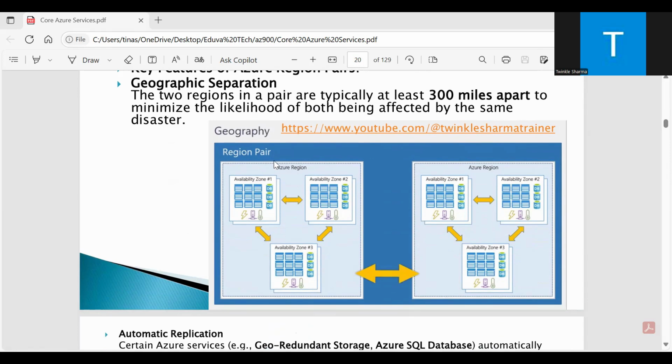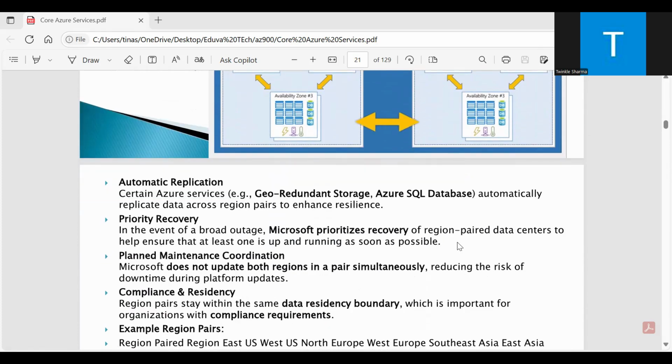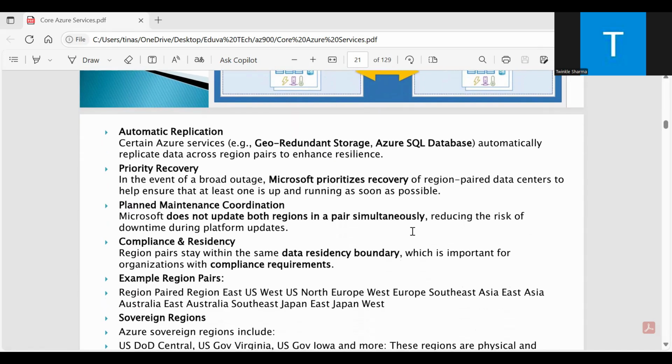So this image shows the geography, the region pair, and Azure region availability zones. Then we have the automatic replication. Certain Azure services, for example geo-redundant storage and Azure SQL Database, automatically replicate data across region pairs to enhance resilience. Priority recovery: in the event of a broad outage, Microsoft prioritizes the recovery of region-paired data centers to help ensure that at least one is up and running as soon as possible.